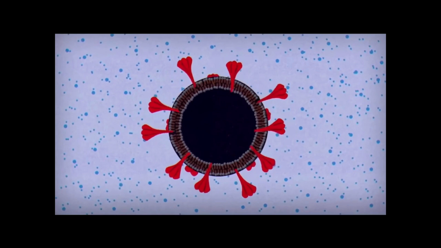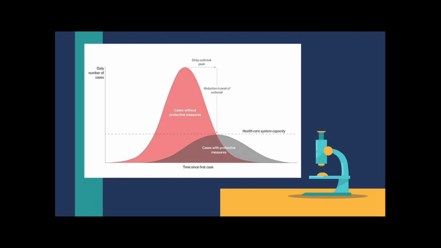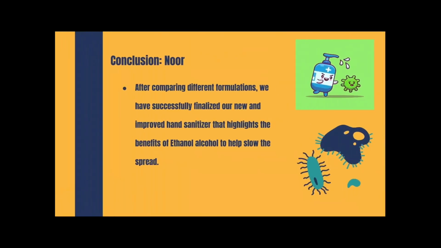Next, we have this diagram that is also known as the flatten the curve diagram, which aims to flatten the curve, which suggests that with the consideration of protective measures such as applying a specially formulated hand sanitizer regularly, aka our hand sanitizer, we could work together as a society to eradicate this virus. In conclusion, after comparing different formulations, we have successfully finalized our new and improved hand sanitizer that highlights the benefits of ethanol alcohol to help slow the spread.